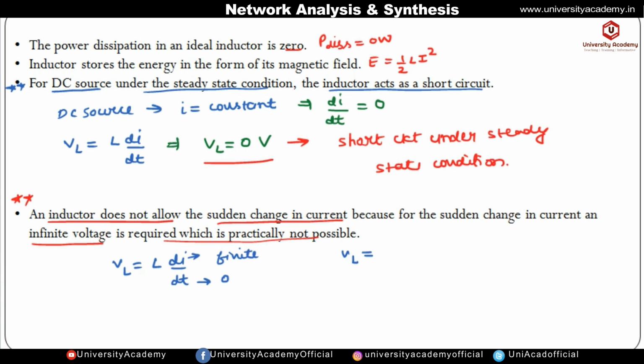So di is the change in current, which is finite, and the current should change suddenly. It means the time is tending to 0. So the voltage across the inductor we are getting is infinity. It means practically it is not possible to provide infinite voltage across the inductor. So that is why we say that an inductor does not allow a sudden change in current.